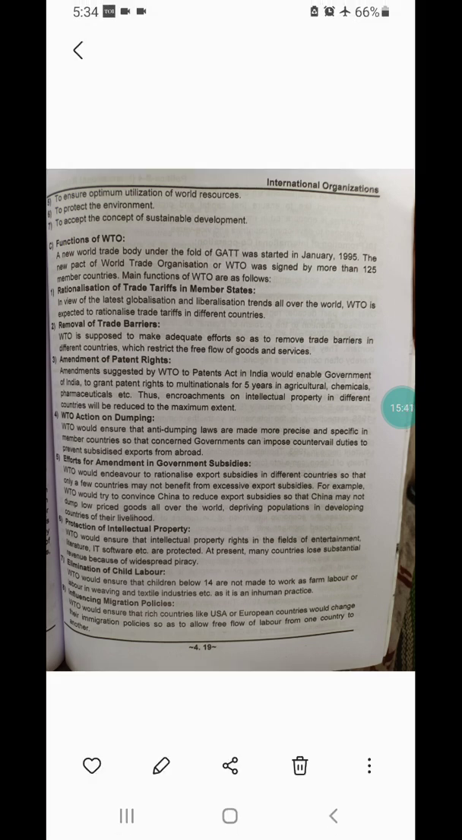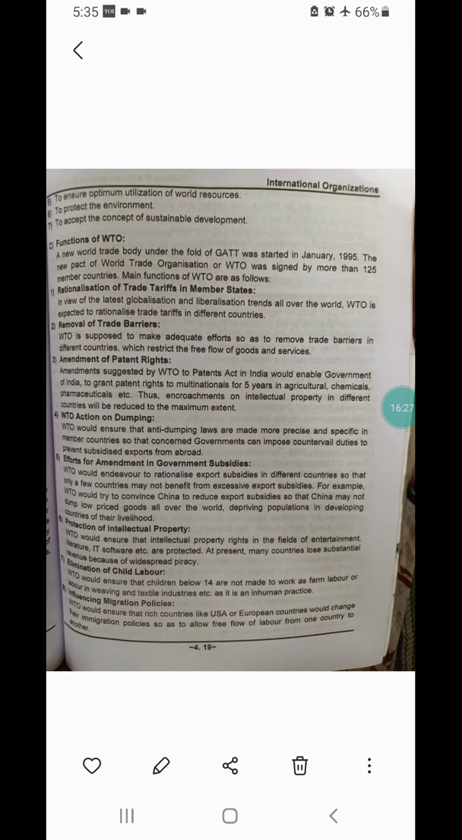Protection of intellectual property. WTO would ensure that intellectual property rights in the field of entertainment, literature, IT, software, etc. are protected everywhere. At present, many countries lose substantial revenue because of widespread piracy. At present, many countries are losing their revenue just because of widespread piracy. What happens is, IT software companies, hacking and so on, we see how much it is happening, and just because of that, money is going from people's accounts, and all this is causing problems.